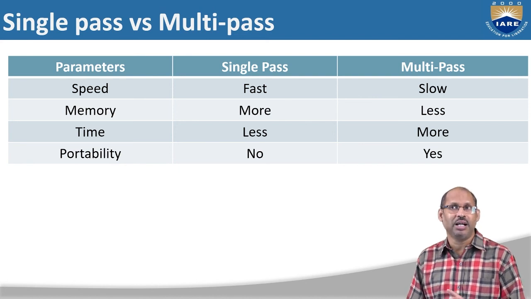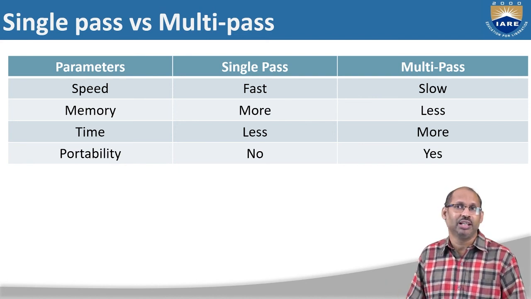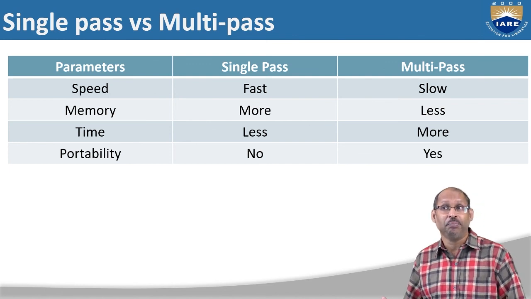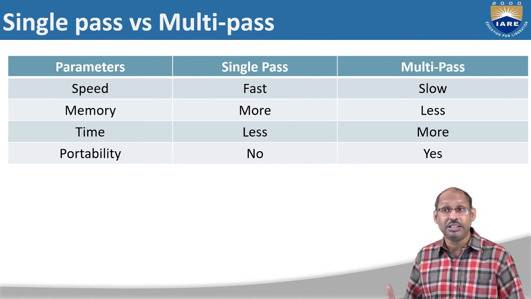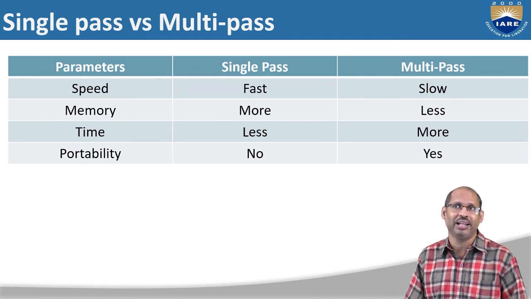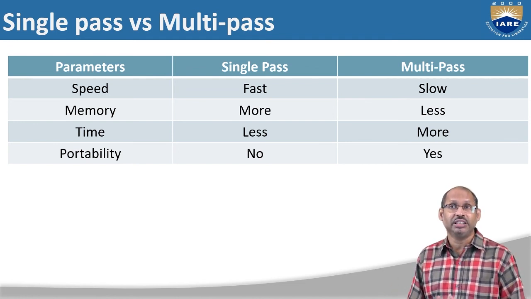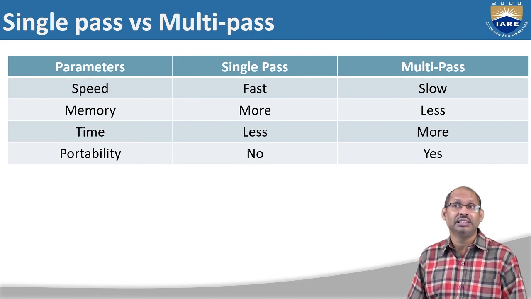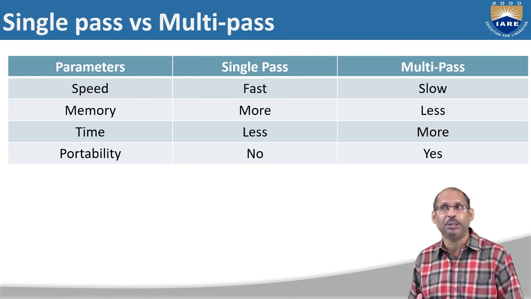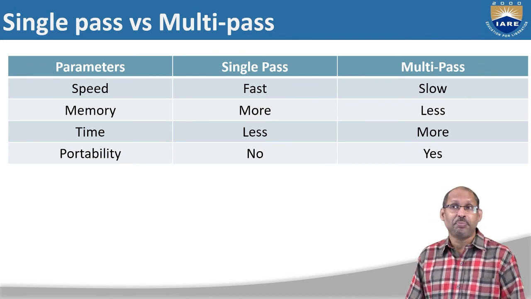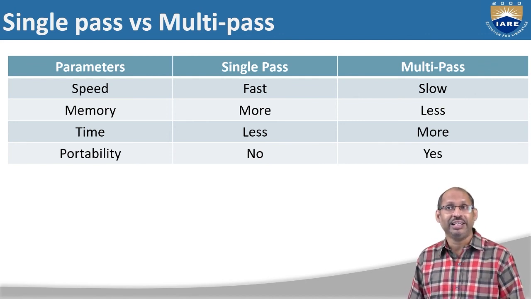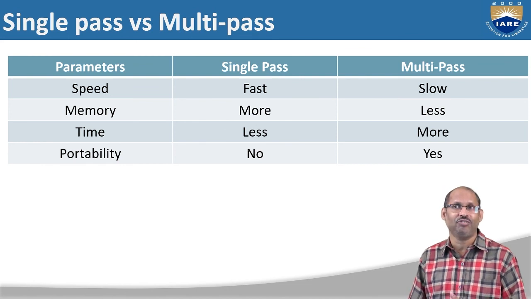Portability. Single pass will not support portability. Neither language portability nor machine portability is supported by single pass. But multi-pass supports it. And it also supports most features of the programming languages. Right? So these are the differences between single pass compilers and multi-pass compilers. Depending on the system and the features of the programming languages, we select single pass or multi-pass compilers.